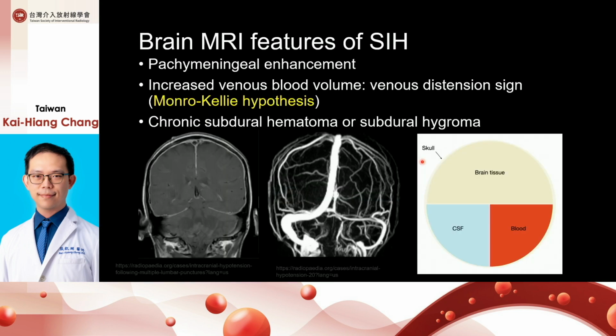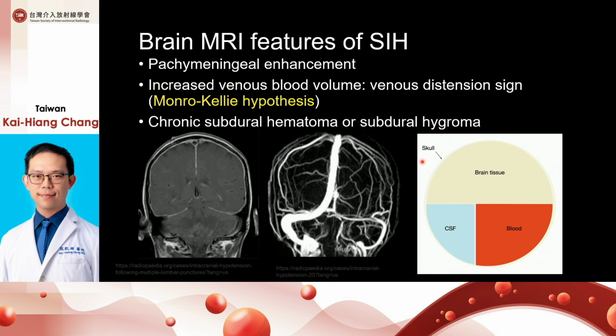Now let's jump to brain MRI features for SIH. Typically, you may see pachymeningeal enhancement and a venous distension sign, which can be explained by the Monro-Kellie hypothesis, which I believe everyone is very familiar with. It states that a static intracranial volume comprises basically three elements, including brain tissue, followed by CSF and blood. So in spinal CSF leak, the CSF is depleted, so the venous blood becomes more prominent in our brain tissue, so there is increased cerebral blood flow.